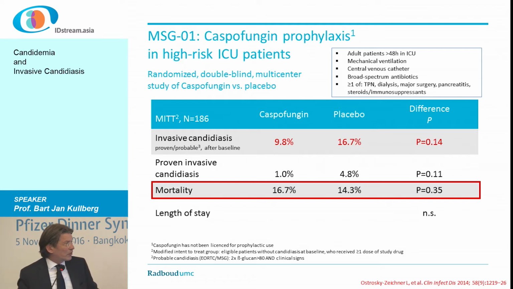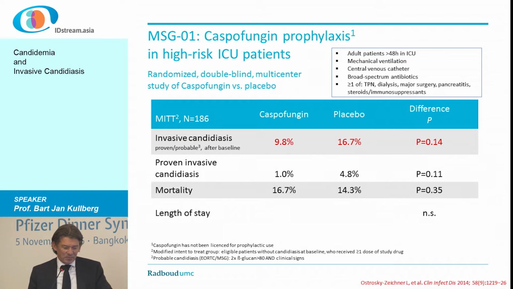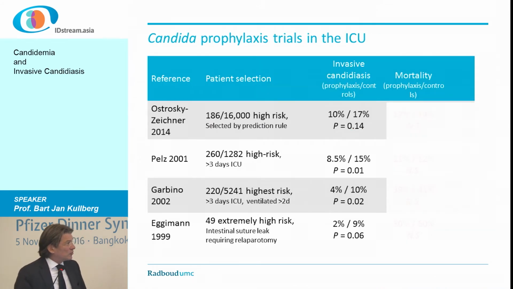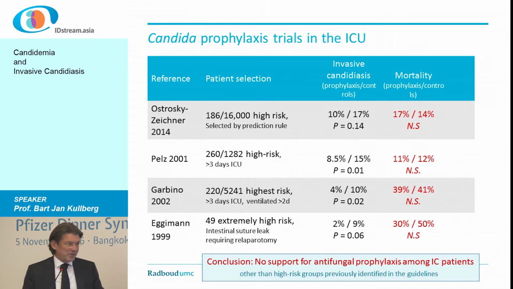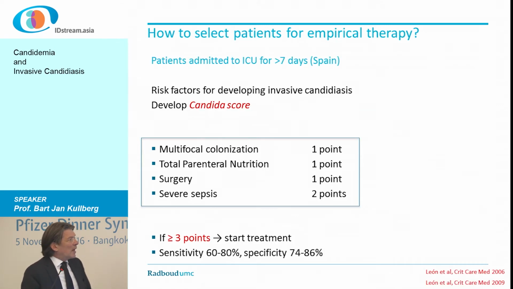So also with one of the newer drugs, with a very sophisticated selection model, there was no effect of prophylaxis in high-risk ICU patients. And you saw this slide before. None of the studies actually has shown a reduction in mortality. So there is very little support for prophylaxis other than liver transplant patients and the other ones that we have discussed earlier. The Candida score, you now know, is sometimes helpful, but mostly not.